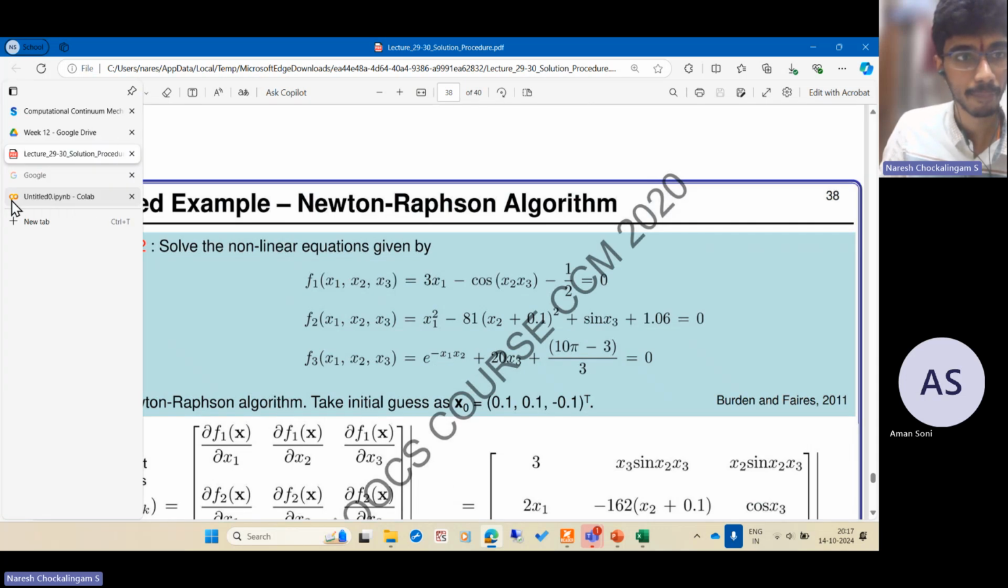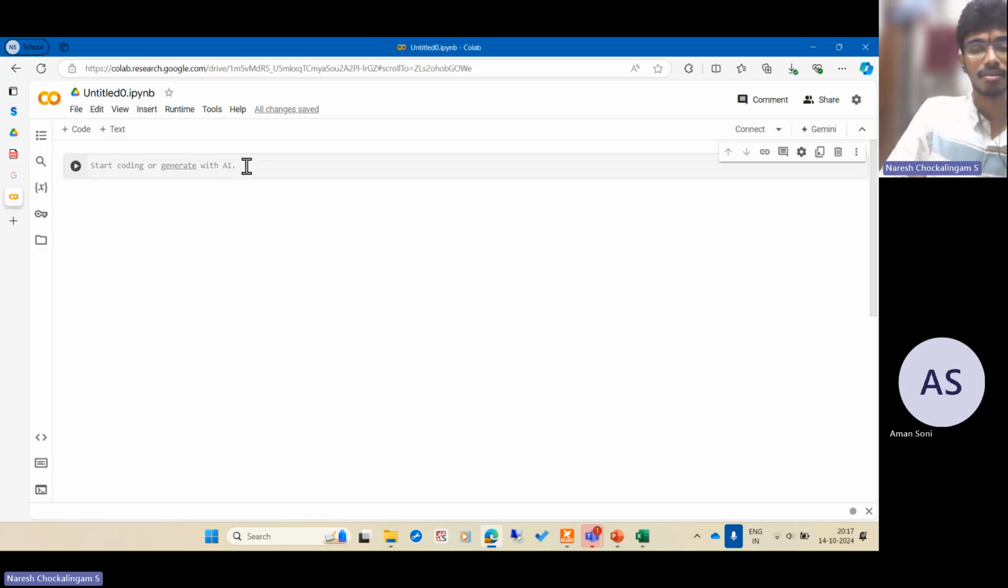So recall the Newton-Raphson iterations. We need something to start with. So you can use Google Colab, which is a free online Python compiler. So you can use this. Let me just call the file name Newton-Raphson demo.